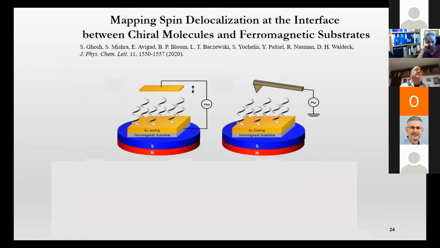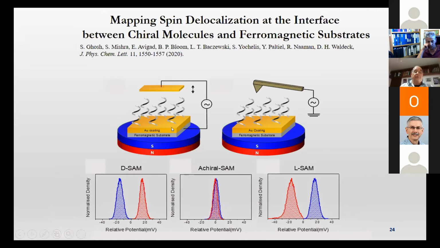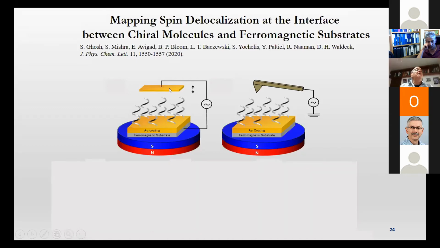A related experiment was done together again with Yossi and Dave Waldeck from Pittsburgh. What we did here, we adsorbed chiral molecules on a ferromagnet, and we used a Kelvin probe to measure the contact potential difference as a result of this adsorption. So what we do here, we have a surface that vibrates relative to the substrate, and as a result, we create here a field. As a result of this field, charge is moving into the molecule or out of the molecule, and we compensate it with a voltage here. So we measure the effect of the adsorbed molecules on the work function.